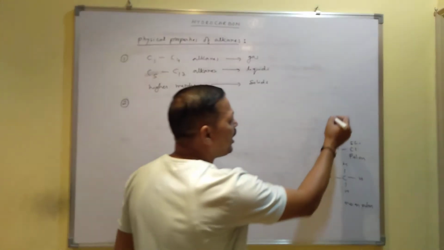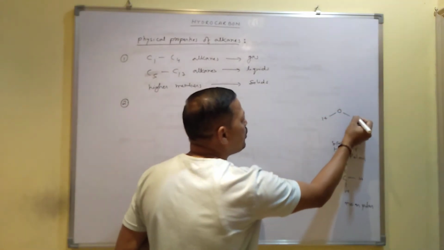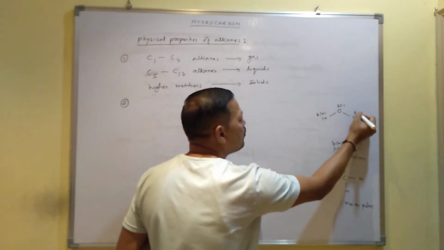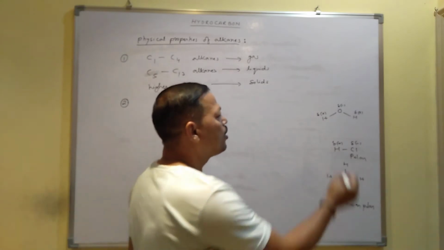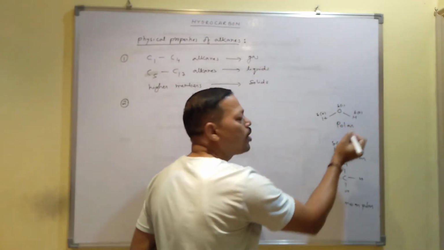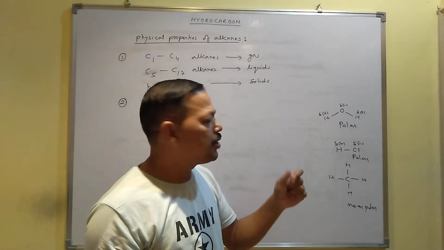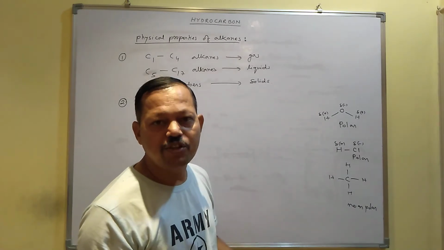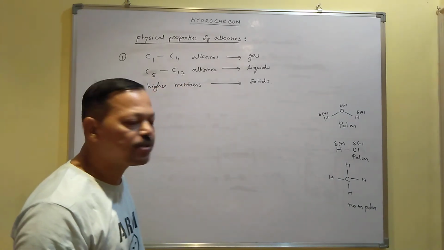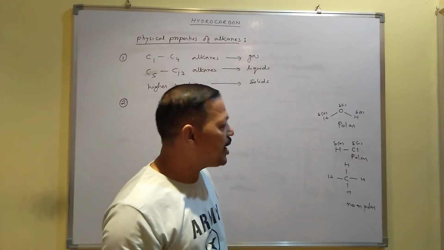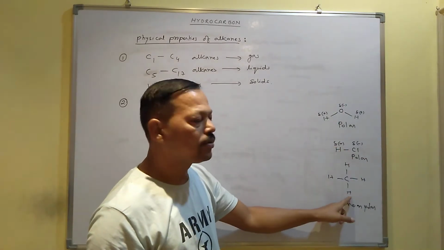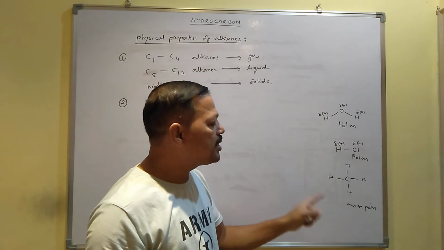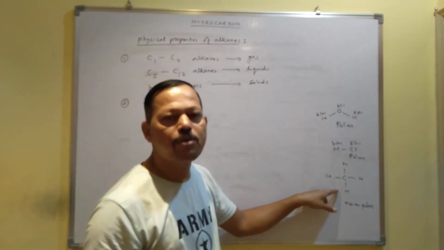So since alkanes are non-polar, alkanes are insoluble in water. As you know, water, H2O, is a polar molecule. Oxygen is highly electronegative, so oxygen will be delta minus and hydrogen will be delta plus, and due to this electronegativity difference, water is a polar molecule. Normally water is always used as a solvent. Since our solvent is polar and alkane is non-polar, it is insoluble. There is a rule called like dissolves like: if the solute is polar, the solvent should be polar; if the solute is non-polar, the solvent should be non-polar.